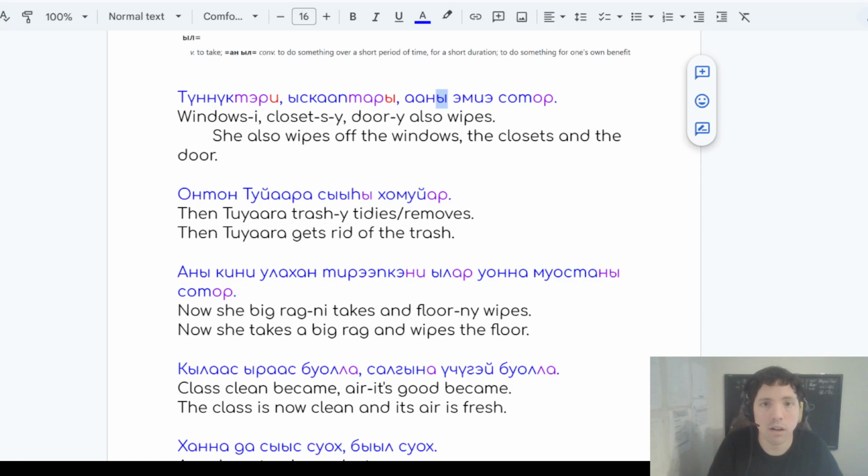I keep forgetting to do that one. Okay. Windows, closets, door, also wipes. She also wipes off the windows, the closets, and the door.